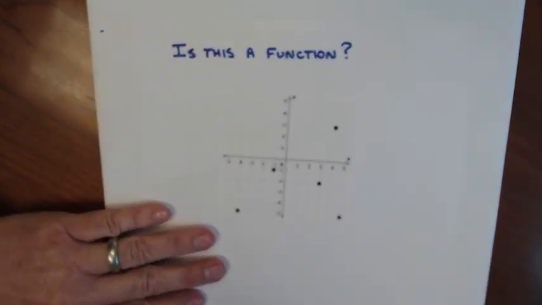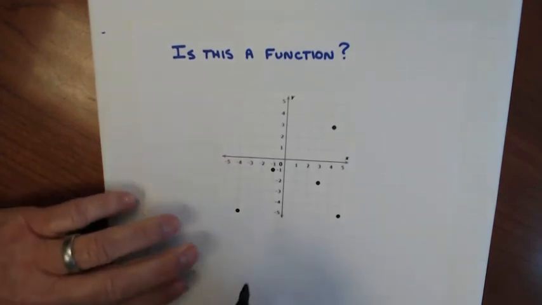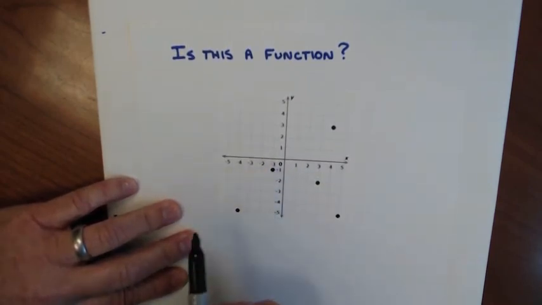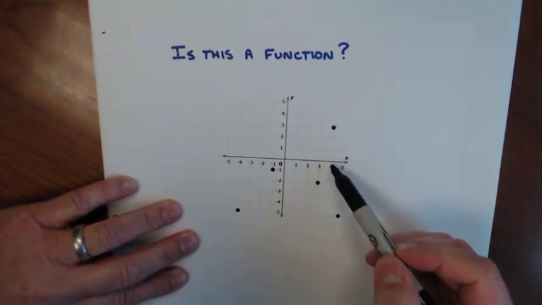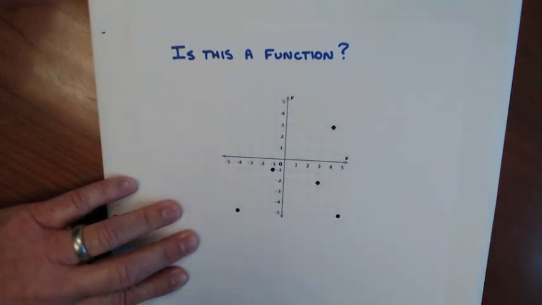You should be able to look at a graph and tell whether or not it is a function. Again, you're only worried about the x values. The x value right here is -4. X value right here is -1. X value right here is 3. The x value right here is 4. And the x value right here is 5. That means this is a function.